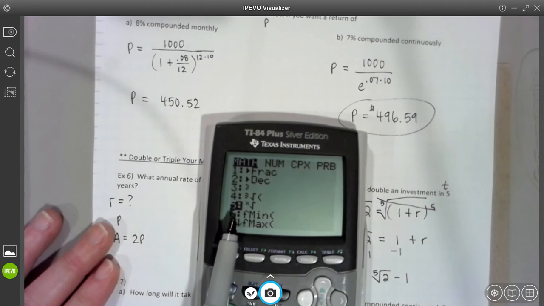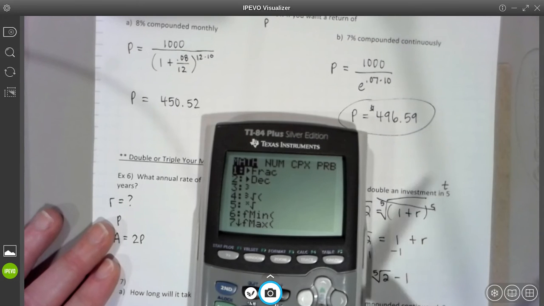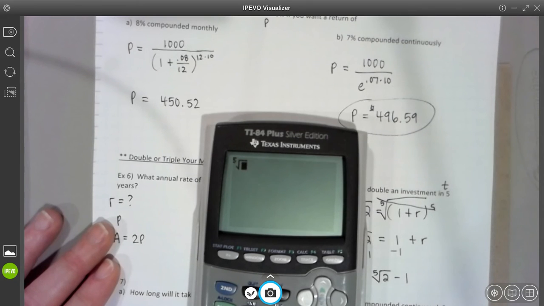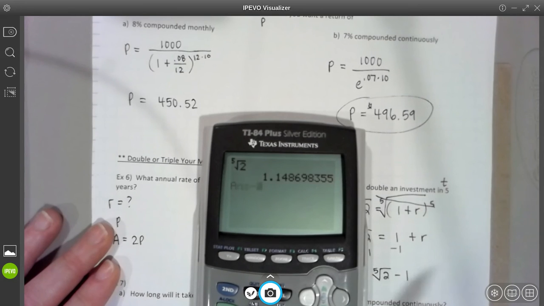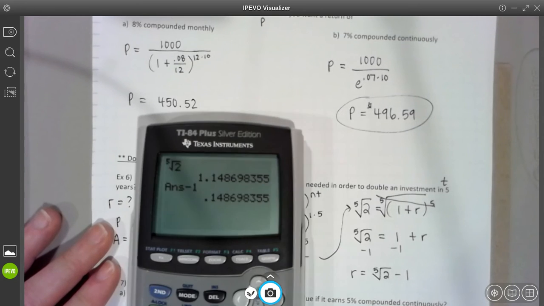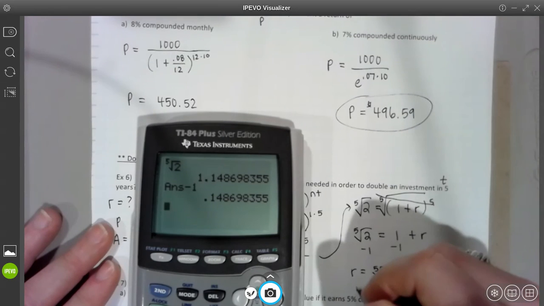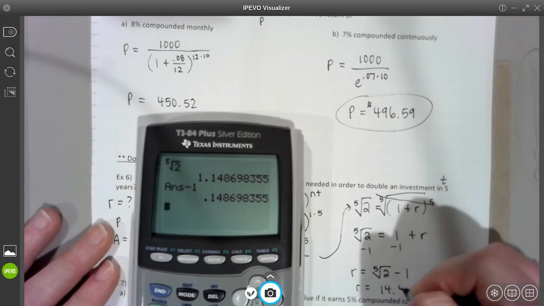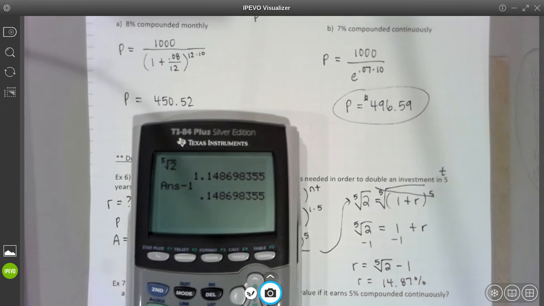So you see this one with the X on it? That's your other root, but you got to do this. 5, math, go get that button, and now it's the fifth root of 2. Hit enter, minus 1, and now it's about 14.87%. I'm rounding to 2 decimal places. That is the rate that you would need to make this investment happen.